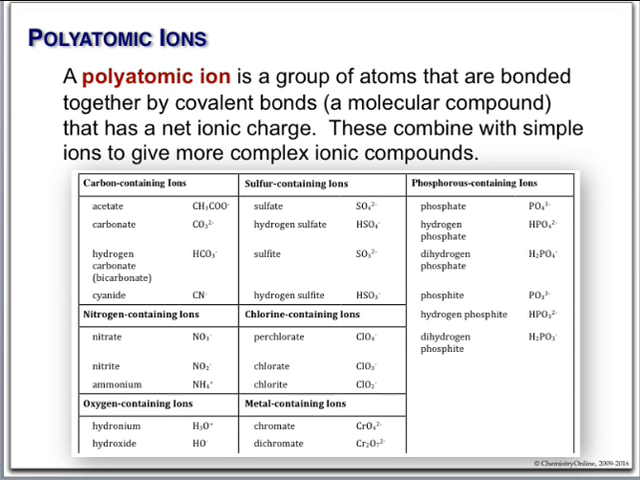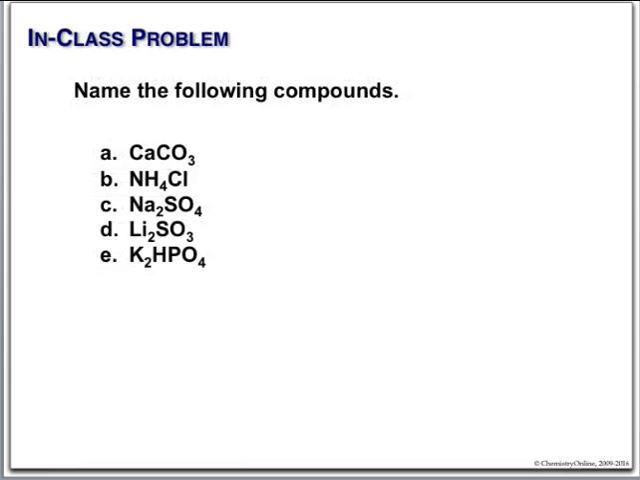All right, remember our polyatomics. If you want to name something with a polyatomic, all you really have to do is, once again, just put the cation and then the name of the polyatomic. That's all.